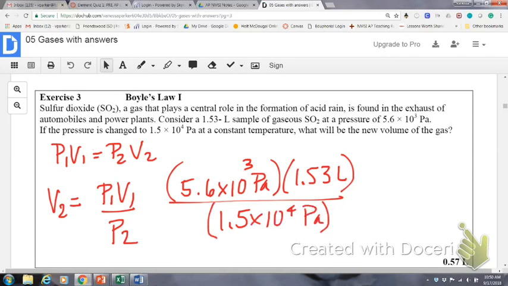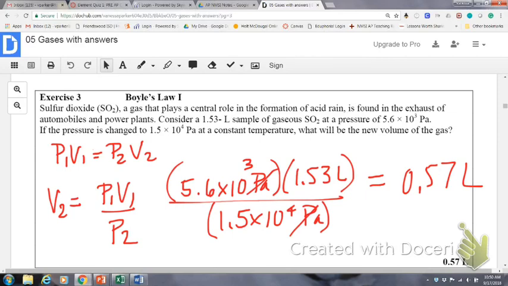Did I need to change this to atmosphere? No, because they're going to cancel each other out. If you're using Boyle's law or one of the basic gas laws, you don't have to change your pressures. If you're using PV = nRT, the ideal gas law, you want to change your pressures. Cancels, cancels, and we do that math, and we get 0.57 liters. Yes, Daniel, you have a question?